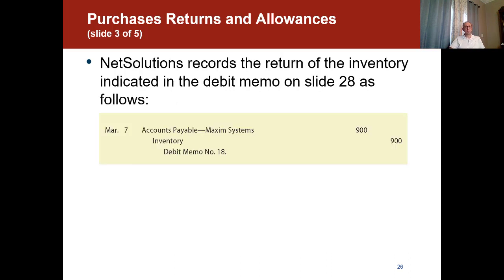So Net Solutions records the return of the inventory indicated in the debit memo on the previous slide as follows. And by the way, this is not the right slide number. We need to correct that. So accounts payable would be 900 and inventory would be 900. So we basically reverse what we've done when we purchase inventory. So instead of having inventory on the debit side and accounts payable on the credit side, we debit the accounts payable because we're reducing the liability, so it goes on the debit. And we also reduce the asset, which is inventory, so we credit inventory by $900.